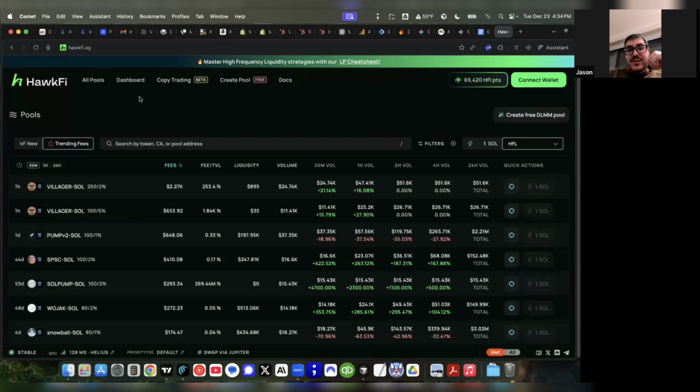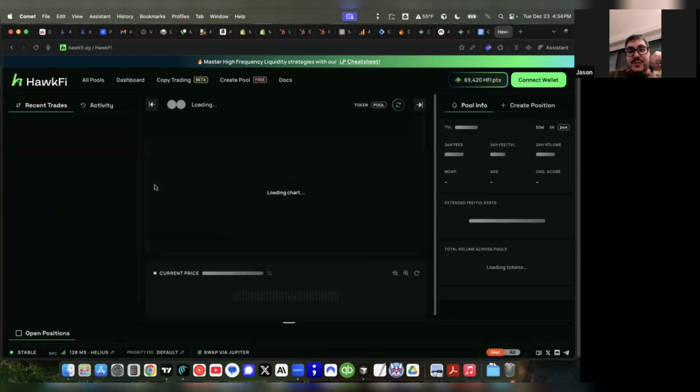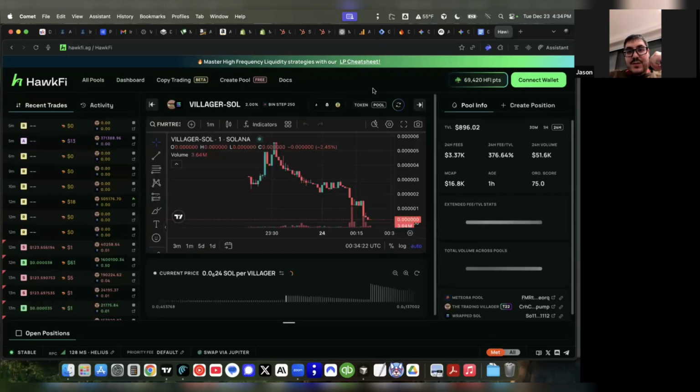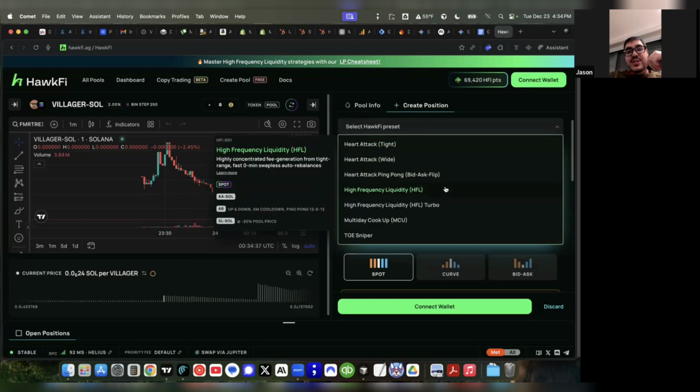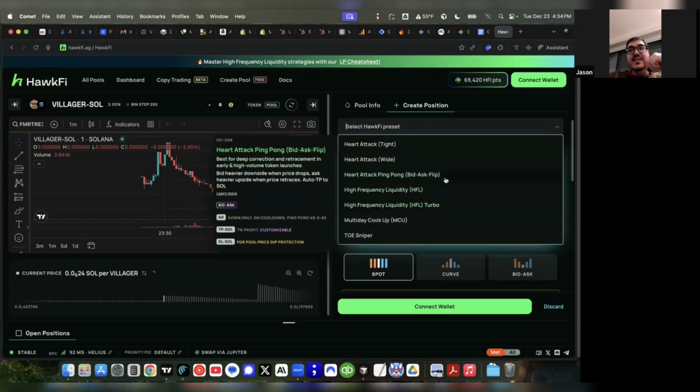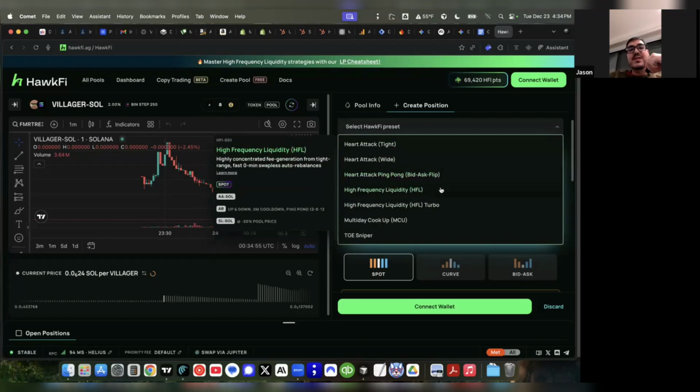I think basically you click on a pool, say USDC Sol, and then you go to pool info, create position, and they've just created these presets with liquidity shapes, like the heart attack, ping pong, and all those are pretty wild. They're really fast, super fast rebalancing. Stay in the pool for just a few minutes or so, swap to USDC. A lot of those are about meme coin farming.